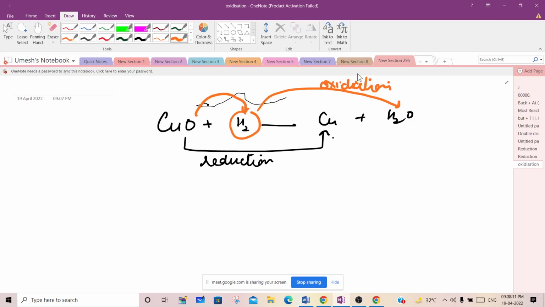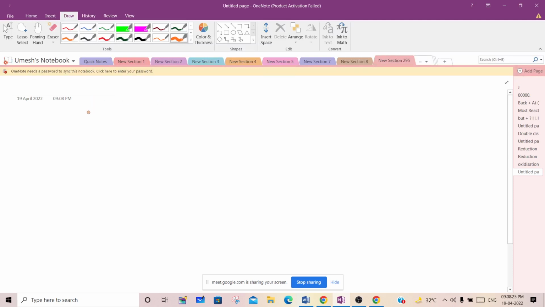Yes, sir. Now, take up another example. Copper oxide is reduced and hydrogen is oxidized. Okay. Now taking up another example here.